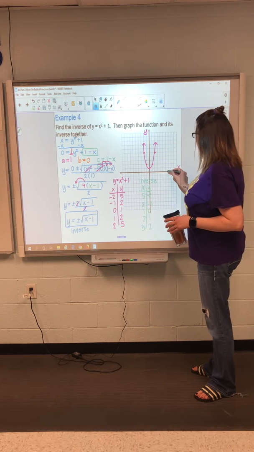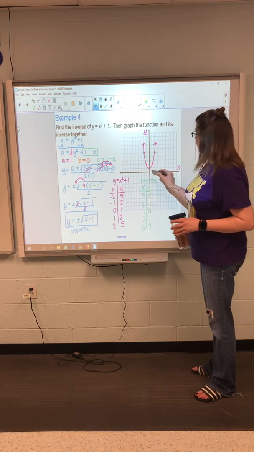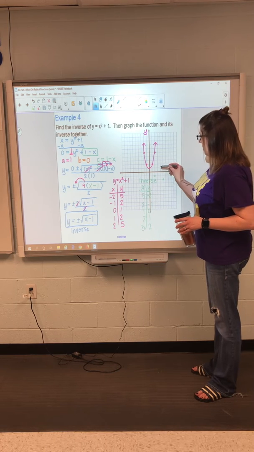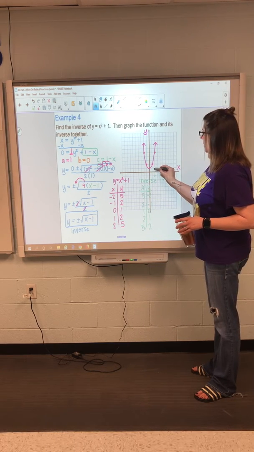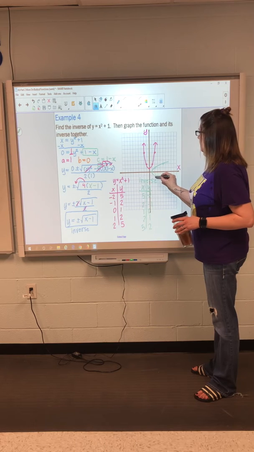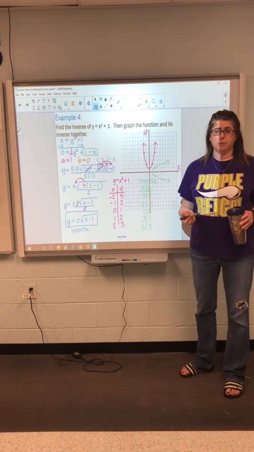Remember in the last example we did, example number 3, we got a sideways parabola. Let's see if the same thing holds true for this one. So I've already graphed (5, negative 2), (2, negative 1). Now I'm at (1, 0), (2, 1), and (5, 2). And we absolutely end up with that same idea of a sideways parabola.